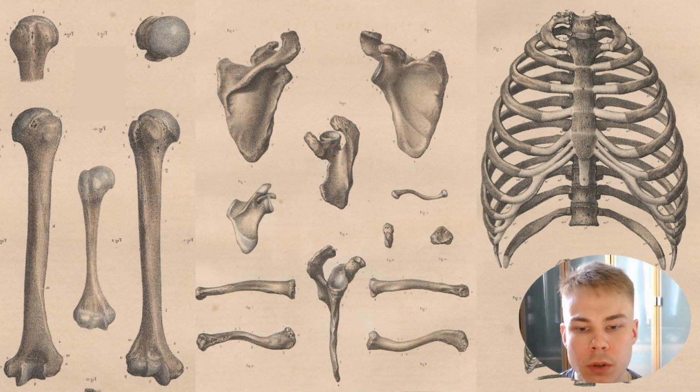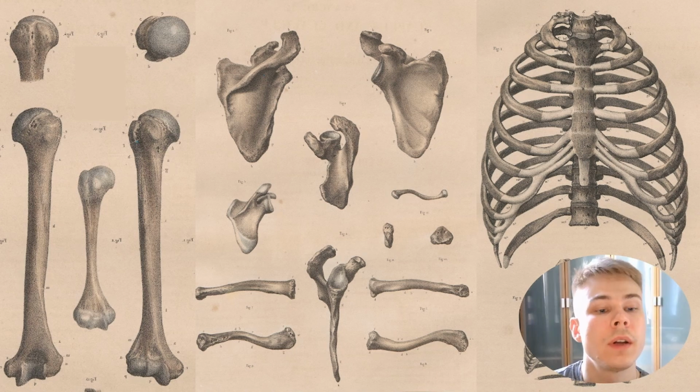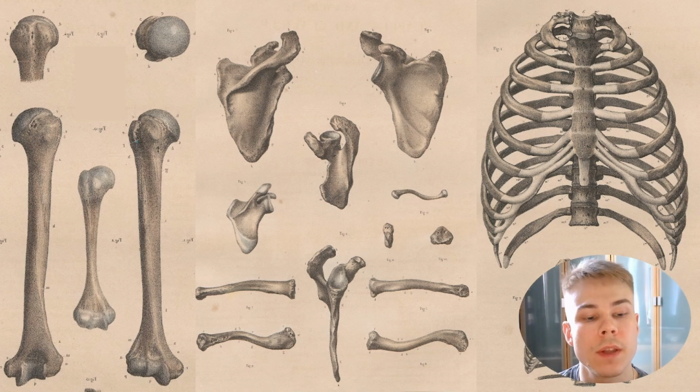This bit is called the coracoid process. And then on the posterior side, you've got the spine of scapula, supraspinous fossa, and infraspinous fossa. Let's talk about the humerus. We're going to focus only on the proximal humerus and ignore the distal humerus altogether.